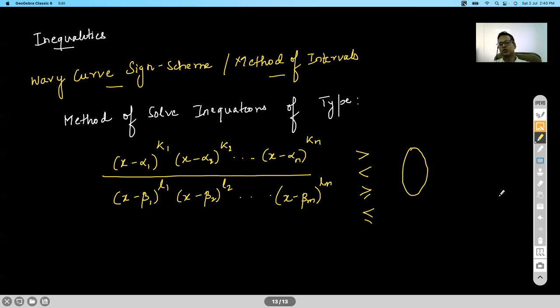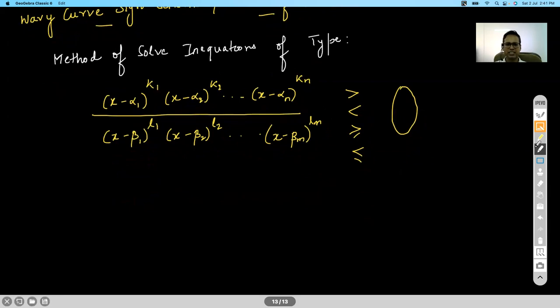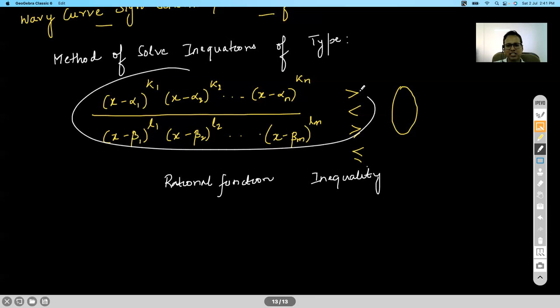Fine. So we are going to learn how to solve inequalities of this nature. This is basically called a rational function inequality, or rational function inequation. Why is it called a rational function inequation? Because if you see this term, this is actually a rational function, and inequality because you are learning how to solve inequalities.